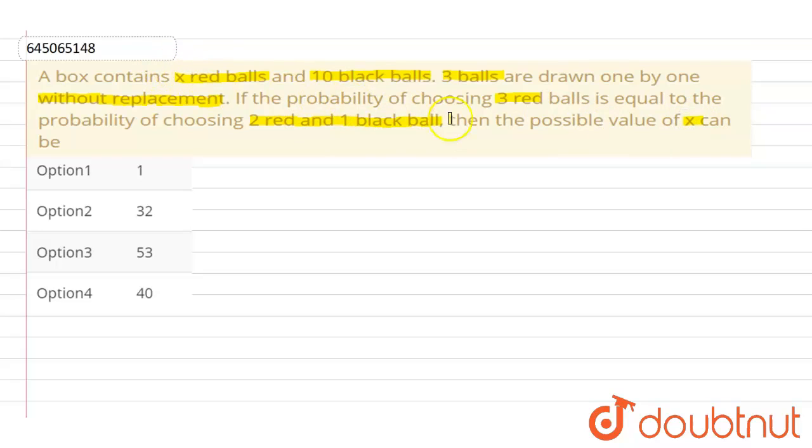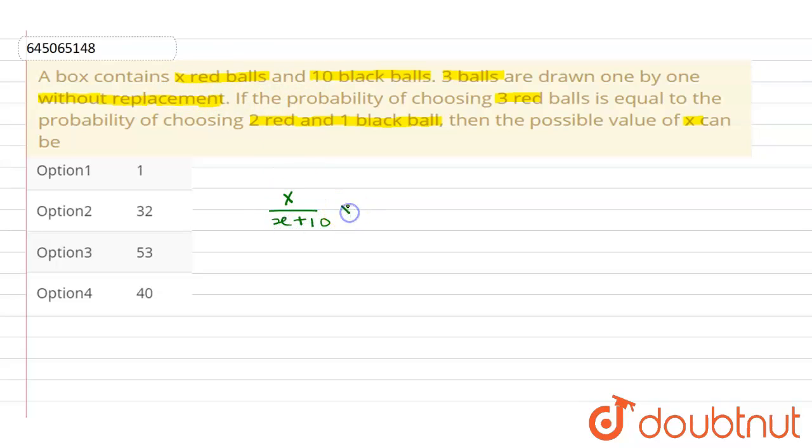Now see, we need to find the possible value of x when we have drawn three red balls, and the probability of drawing 3 red balls is equal to the probability of drawing 2 red balls and 1 black ball, when we have x red balls and 10 black balls. Let us consider that we draw a red ball in the first attempt. The probability of drawing a red ball in the first attempt will be x divided by x plus 10, because in total we have x red balls and x plus 10 balls. This is what we get.